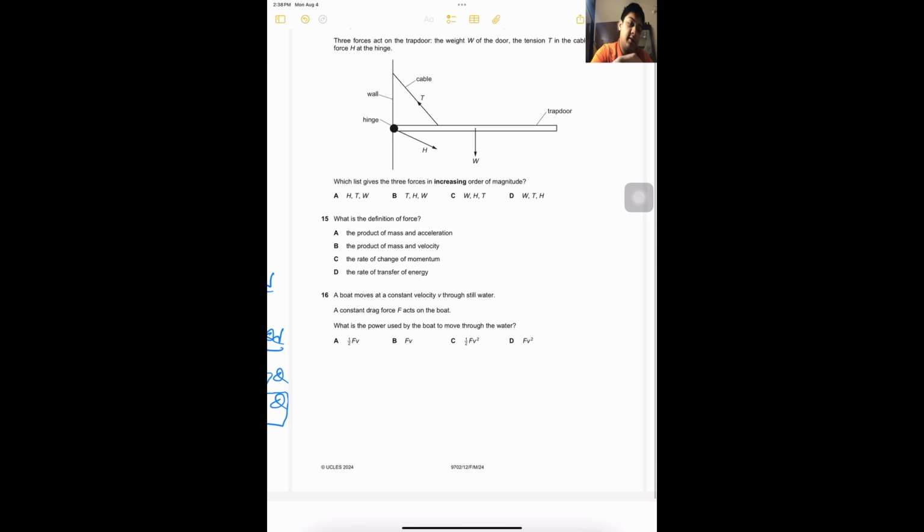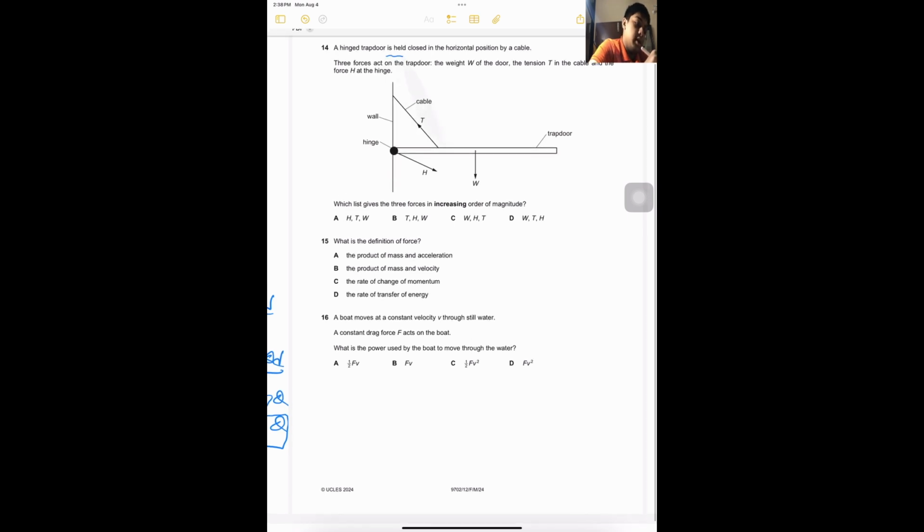Let's move to question 14. Three forces act on a hinged trapdoor held closed in the horizontal position by a cable. Three forces act on the trapdoor: the weight W of the door, the tension T in the cable, and the force H at the hinge. So T will be equal to W plus H, which means the vertical component of T equals the horizontal component of H plus the W. Now T will be greater than W or H. So in increasing order of magnitude, T has to be the highest force.